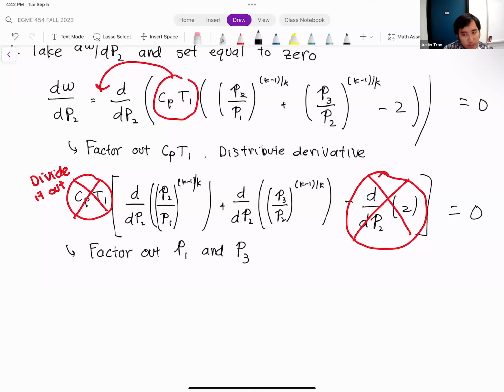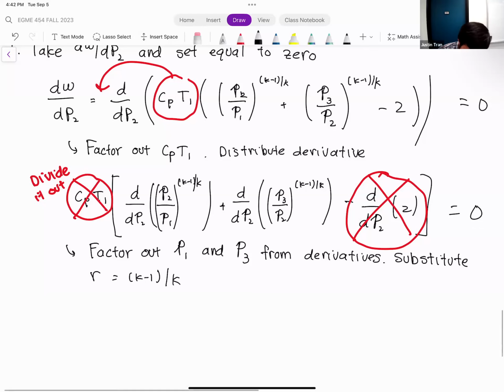Right. So next step, let's go ahead and factor out P1 and P3 from the derivatives. And let's go ahead and make that simplification too. Instead of working with k minus 1 over k as the exponent, since all that's a constant, let's go ahead and substitute. Let's call it a factor r. I'll say r is equal to 1 minus k minus 1 divided by k.